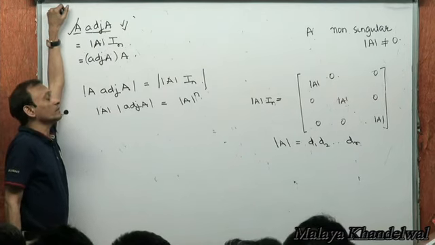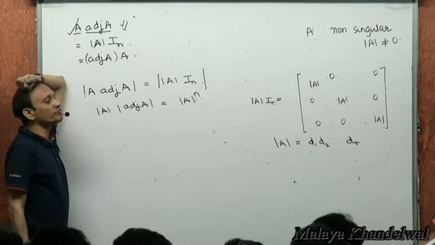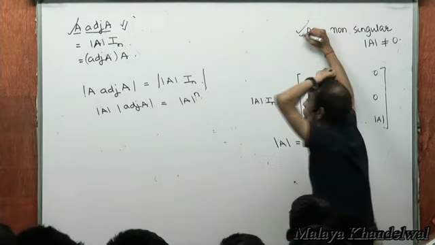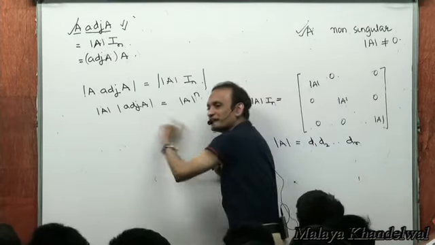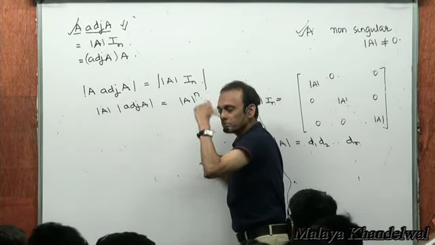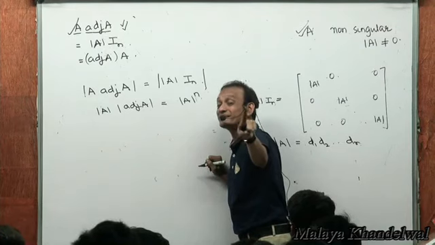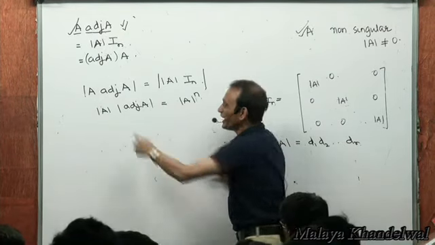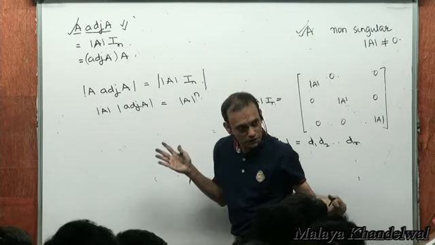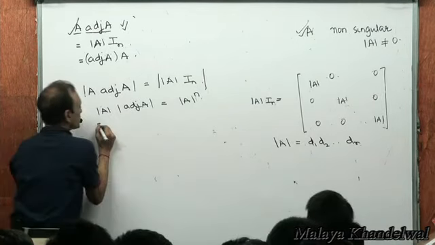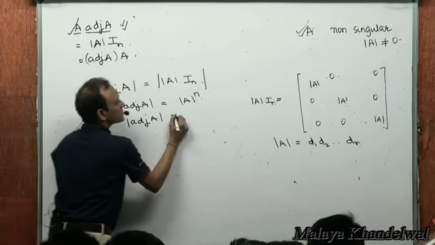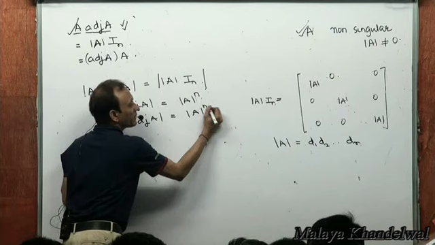And if A is non-singular, this is just a number. Now, both sides are numbers, because we are talking of determinants. And if A is non-singular, that means determinant A is not 0, then I can divide by determinant A throughout. Then this gives me determinant of adjoint of A is determinant A to power n minus 1.